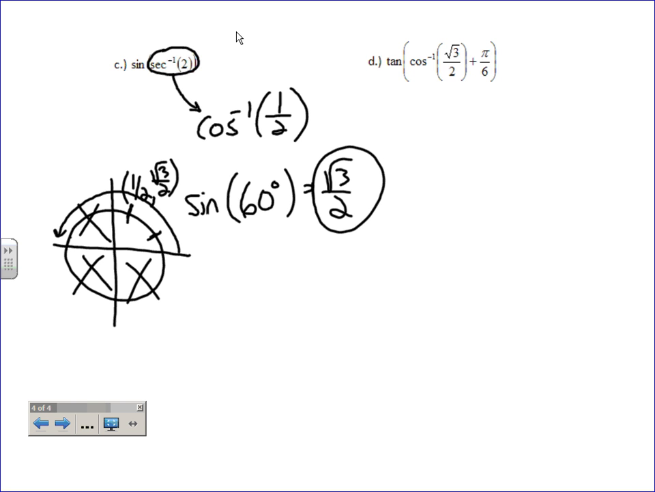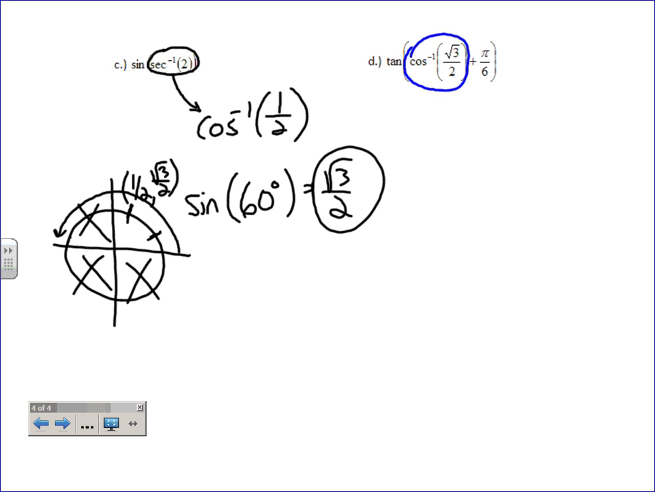Any questions? Well, what's different about letter D? You have radians. Yeah, I got a pi over 6 just hanging around in there. All right, that's a great suggestion. Let's find where is cosine square root of 3 over 2 first. Then we'll add the pi over 6 to it. Then we'll find out what tangent is there. So we're doing this portion first. Where is cosine square root of 3 over 2?